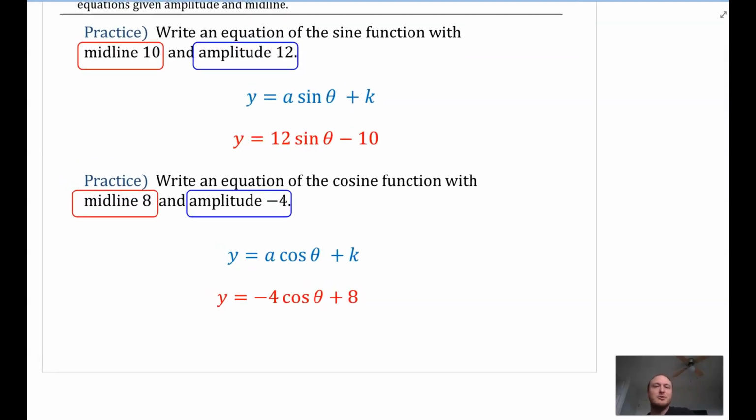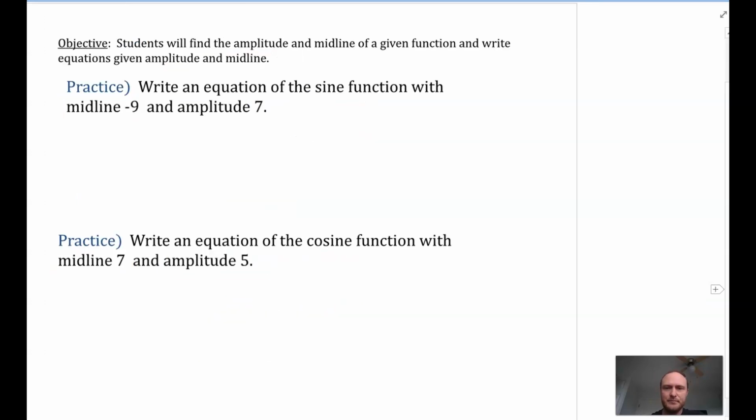So amplitude is 12, midline is 10, and there's an error here. They say a midline of 10, so this should be plus 10. Unless they wanted it to go down, then it'd be -10. Okay, and there you are. Those are the 2 examples.